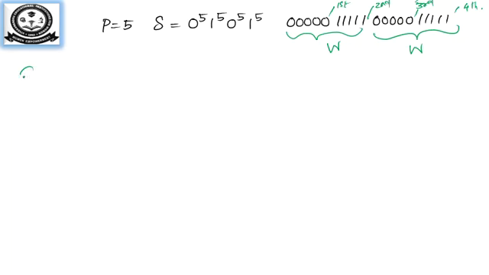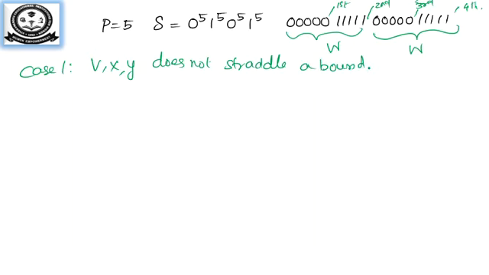So let me take case 1: v, x, y does not straddle, or cross, a boundary. So it must lie within a boundary. I can choose any boundary, so let me choose it within the ones. First let me write the numbers: 5 zeros, 5 ones, again 5 zeros and 5 ones.